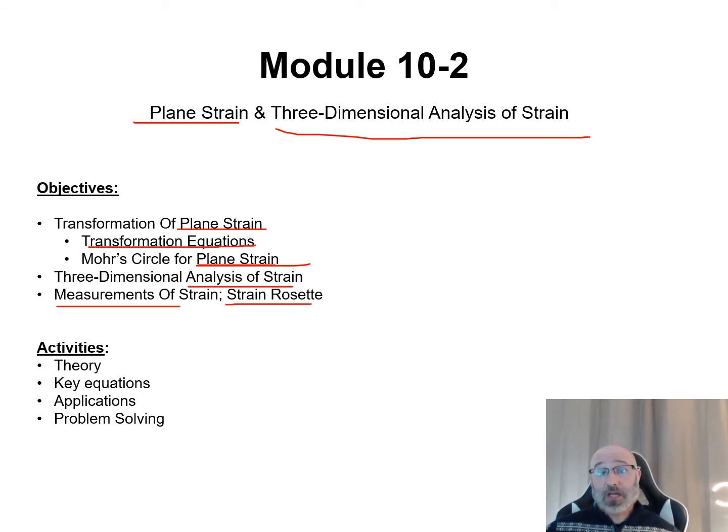So as we begin this module, a couple activities we're going to do is first we're going to do a little bit of review, then get into some of the theory of the topics above here and talk about these key equations, some practical applications, and then get into some problem solving together.